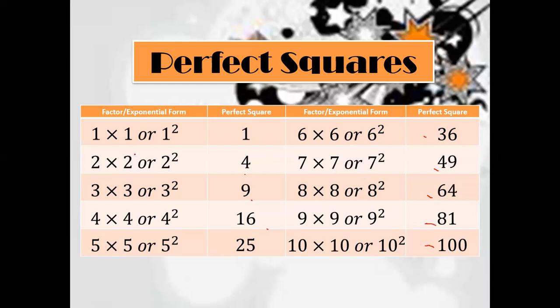So what can you notice? You try to look at the given. So 1, 2, 3, 4, 5. What will you do? You just need to square 1, that is equal to 1, and 1 is considered now as a perfect square number. Square 2, it will give you a product of 4. Square 3, 9. Square 4, 16. Square 5, 25. Square 6, 36. Square 7, 49. Square 8, 64. Square 9, 81. And square 10 is equal to 100. So we can say that when you square a certain number, whatever is the product, that product is an example of a perfect square number.